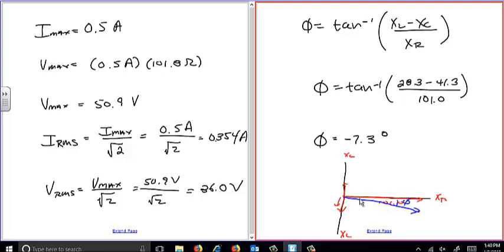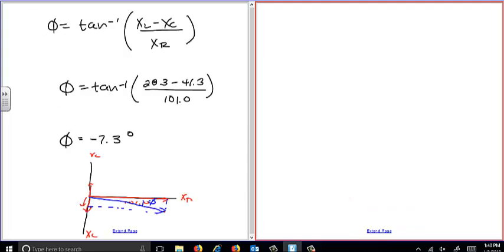So X sub R, X sub C, X sub L, add these two together. Whichever one's the longer, it'll go in that direction. Then use this difference to give you the y value, and use X sub R to give you the x value. Draw a resultant vector. Okay, so that covers a lot of stuff.